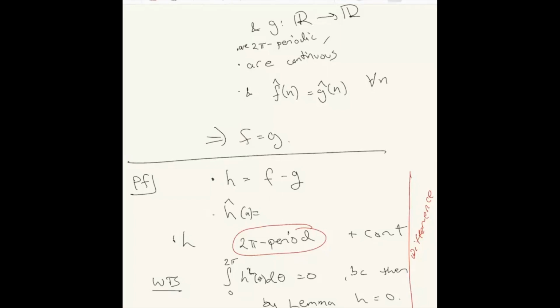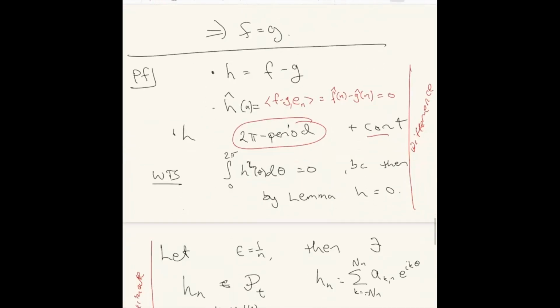Now, if you take the Fourier coefficient, what is the Fourier coefficient? It's f minus g inner product with e_n. Everything here is linear. The integral expressions are linear. So this is f hat n minus g hat n. The f hat n comes from f inner product with e_n, and then minus g inner product with e_n, so minus g hat n. But these were presumed to be equal. So now we have a function that is continuous, 2-pi periodic, and has Fourier coefficients equal to 0. So we want to conclude that it's actually equal to 0.